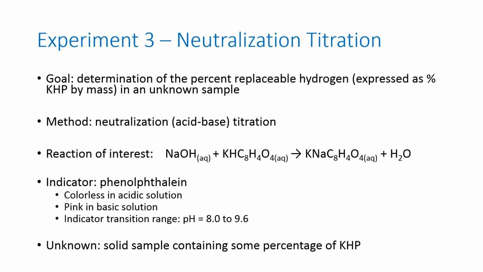The unknown that you're going to get will be in a little vial, and it's a solid powder containing some percentage of KHP. Just like you dried your KHP to constant mass, you're going to need to dry the unknown so that you can be sure that all that's in it is KHP and inert material. You don't want to be weighing any water in.